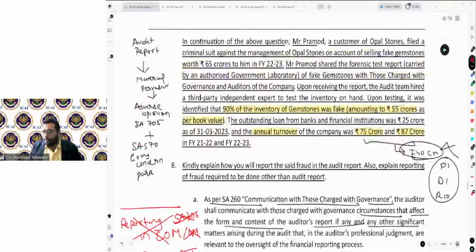Clear? How do you report the fraud of this nature, of this amount, in the audit report and outside the audit report? Any doubts?